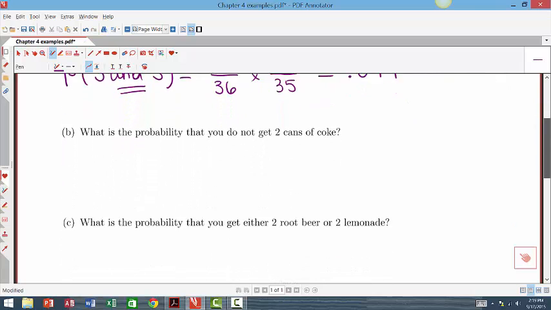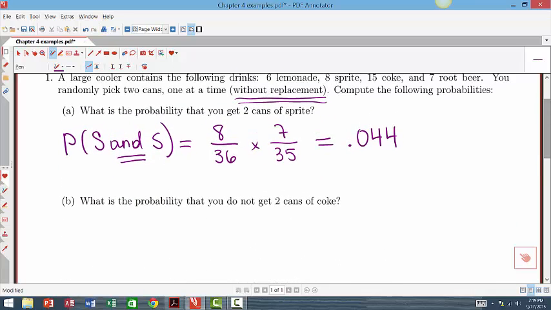Okay, let's take a look at this example here. What is the probability that I do not get 2 cans of Coke? This is a perfect problem to use the complement rule. Instead of computing it directly, the probability of not getting 2 Cokes, I'm going to use 1 minus the complement of this event, which is getting 2 Cokes, so the probability of getting 2 Cokes.